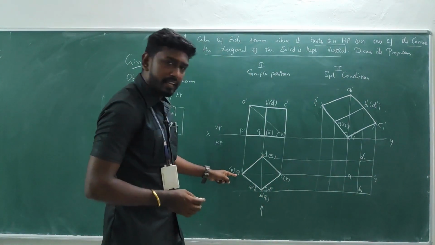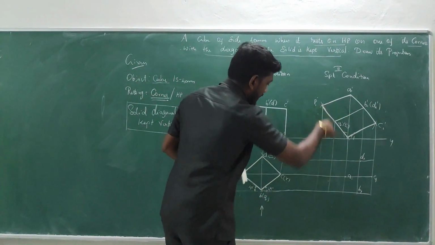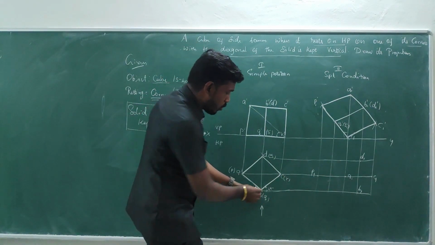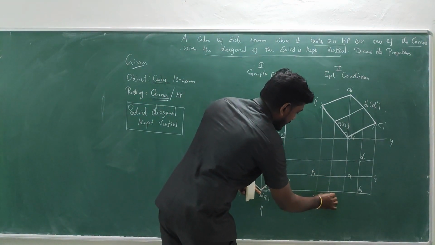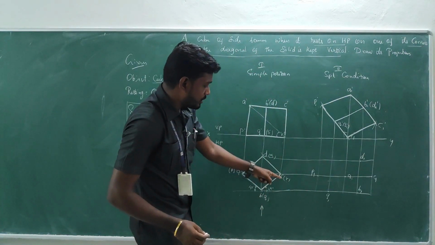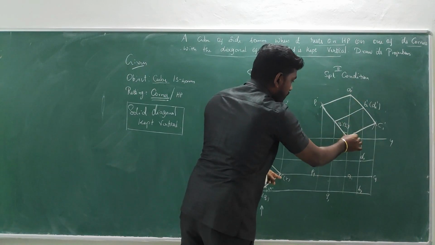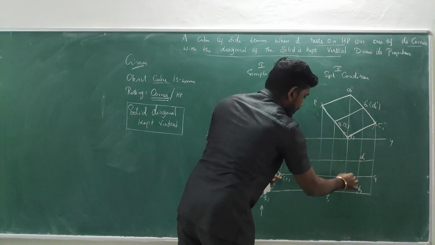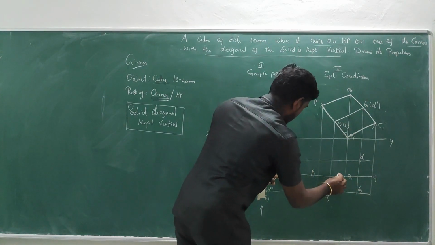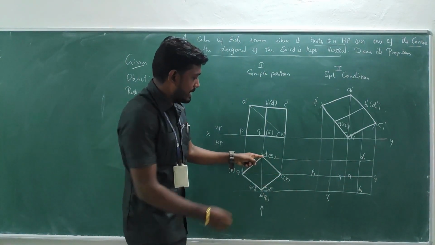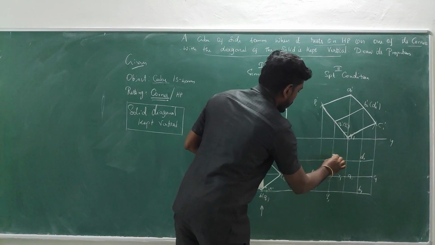What about P? Horizontal, vertical, meeting at this place, this is P1. Where is Q? Horizontal and vertical meeting here is Q1. Where is OR? Here is the horizontal projector and here is the vertical projector, which is coming and meeting at the same place of A. This is OR1. And then S, here is S1.